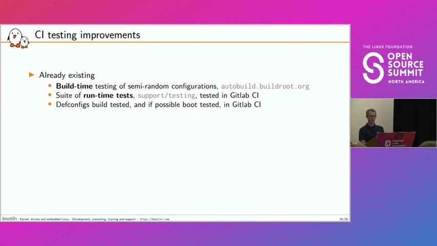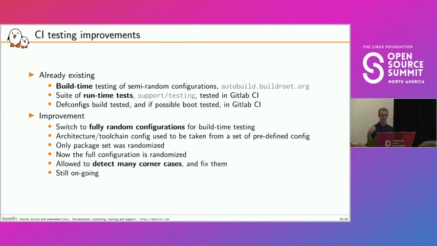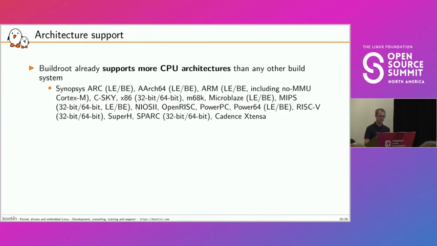We've done CI improvements as well. So we're doing a lot of CI around build testing and runtime testing. We've extended our build time testing to test more random configurations. They were already somewhat random, but only partially randomized. Now we test fully random configuration all the time, 24/7, to detect incorrect dependencies.